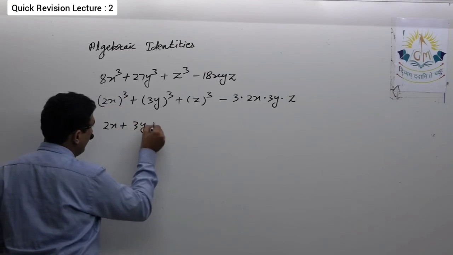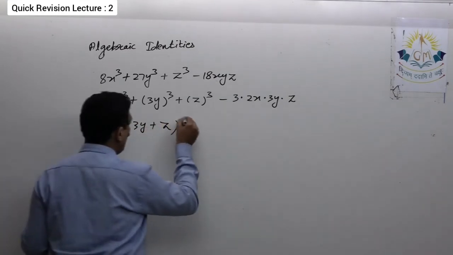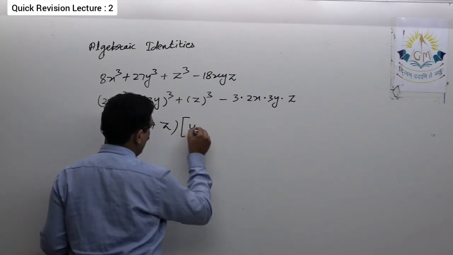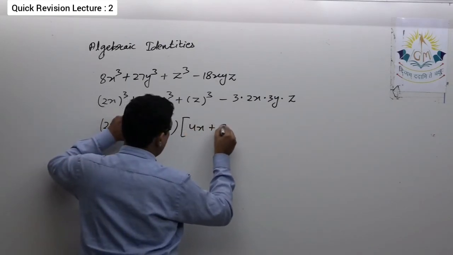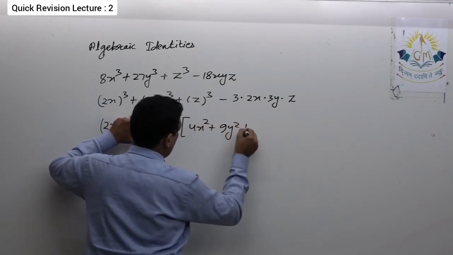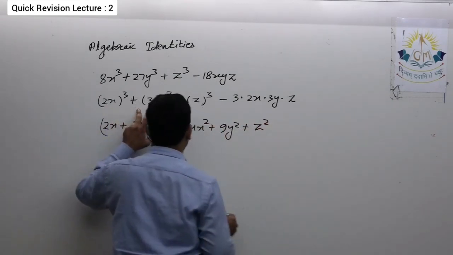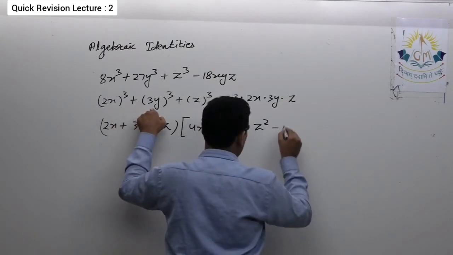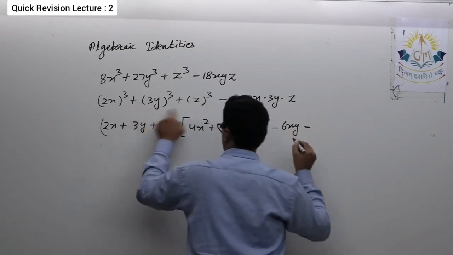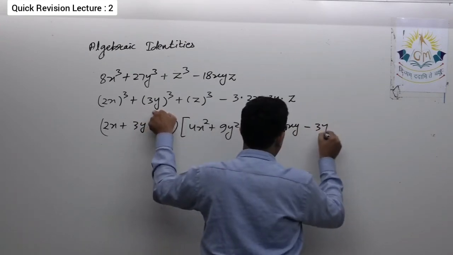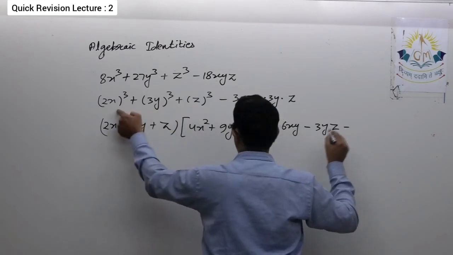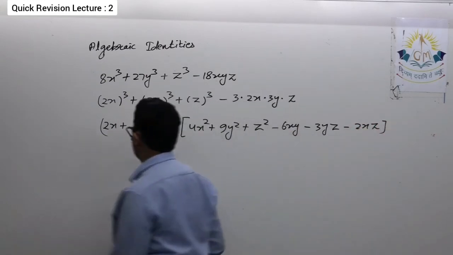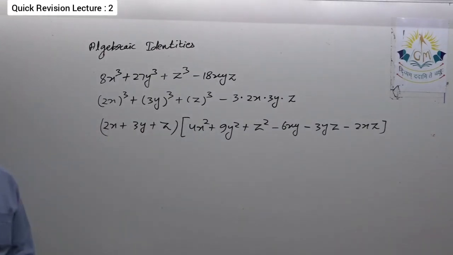Which means a plus b plus c, then a square, that is 4x square, plus b square, that is 9y square, plus c square, that is z square, minus ab, that means minus 2 into 3, 6xy, minus bc, that means minus 3yz, and minus ca, that is 2xz. So these are the factors of the given expression.